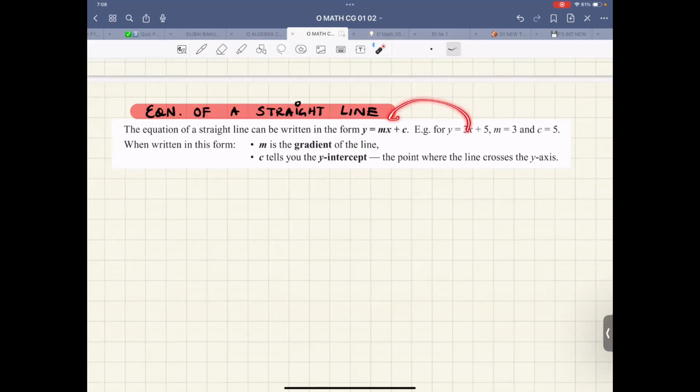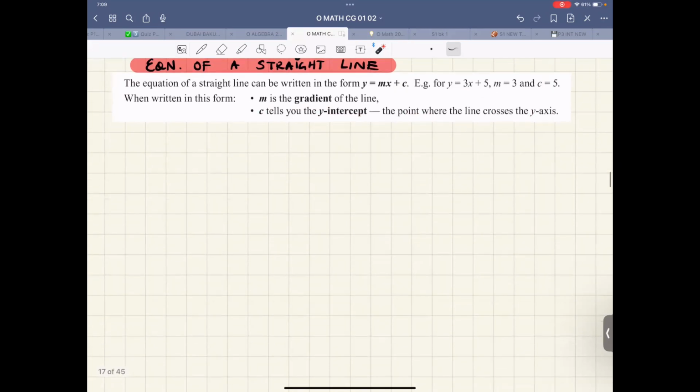If I compare coefficients with this, what do I get? mx equals 3x, therefore m is 3. Plus c, the constant, is 5. And we say m is the gradient of the line, the slope. And c tells you the y-intercept, the point where the line crosses the y-axis.